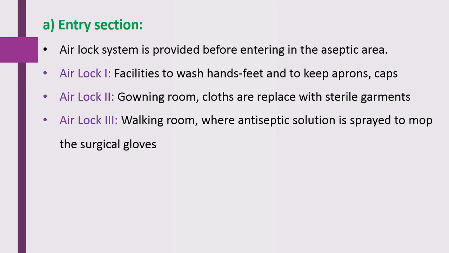So the first airlock system gives the facility to wash the hands and feet, and to keep aprons and caps. Whereas the second airlock system has a gowning room, where clothes are replaced with sterile garments. Before entering the aseptic area, personnel should wear the sterile garment. That is carried out in this airlock 2 system.